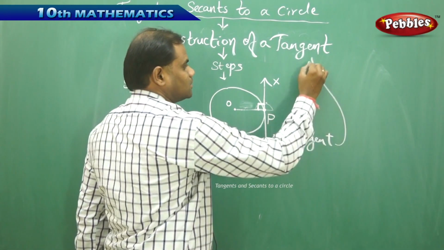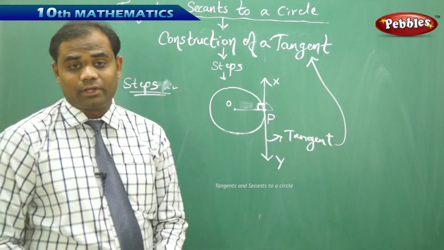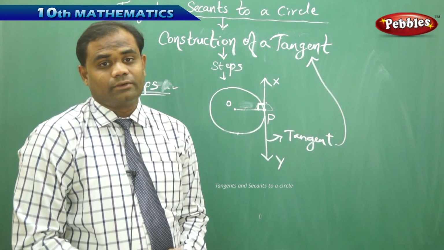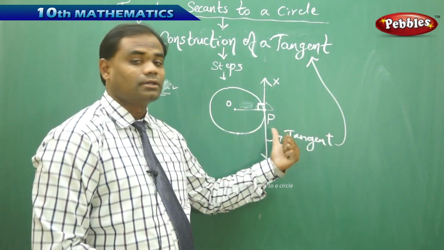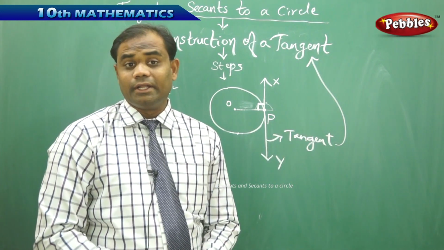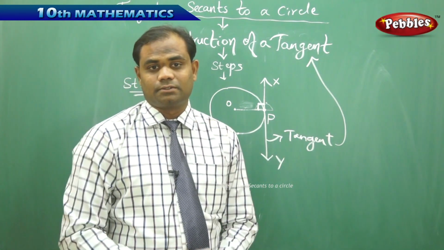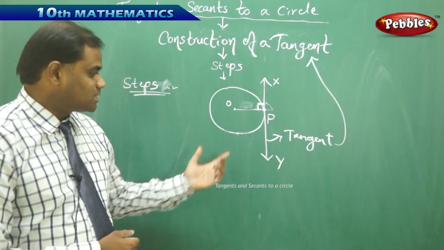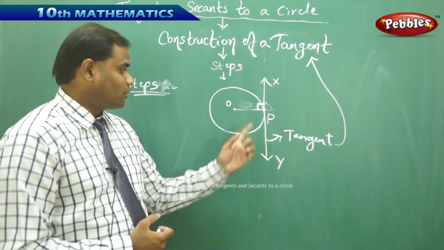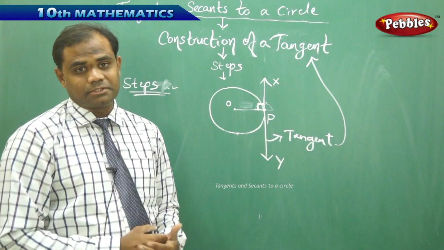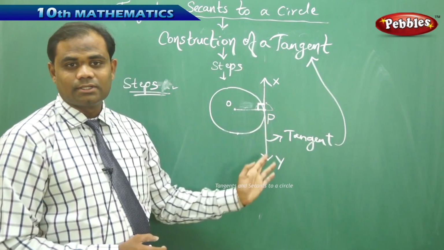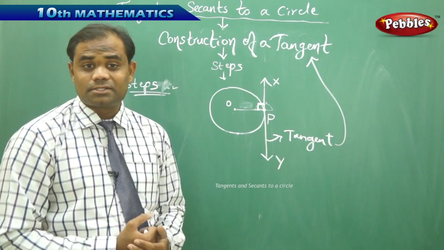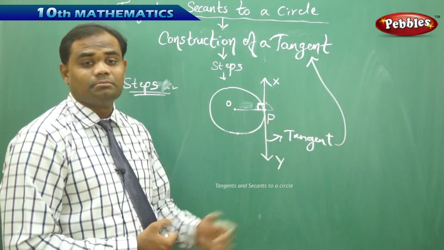This is how the tangent is constructed for a given circle with suitable radius. It's very simple. Construction of a tangent using the geometrical properties: radius perpendicular to tangent. Now this construction makes me clearly understand that for every point there's only one tangent, because if I take the point on the circle and draw the tangent, I do not have two tangents which can pass through the same point.